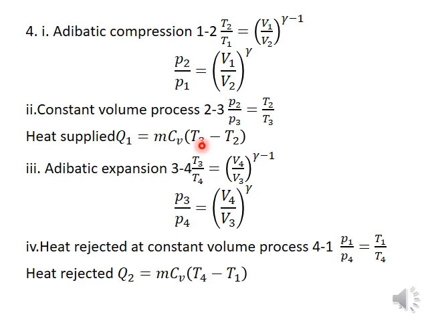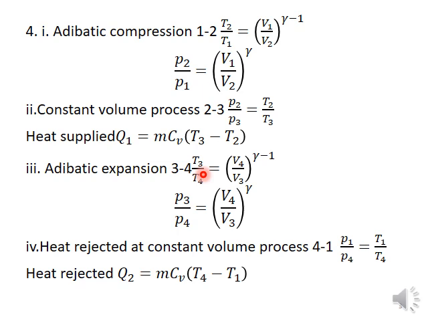And coming to the third process, that is an adiabatic expansion, it takes place from 3 to 4. Here the air expands adiabatically, and the work energy is transferred to the surroundings at the expense of the internal energy. There is no heat transfer here. If there is no heat transfer, we all know that dQ is equal to T dS. dQ is equal to 0 means T dS is equal to 0, which means entropy remains constant as no heat transfer takes place in this process.